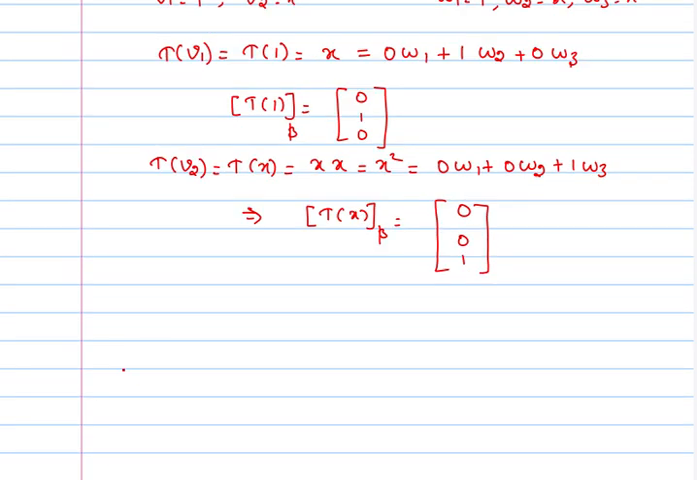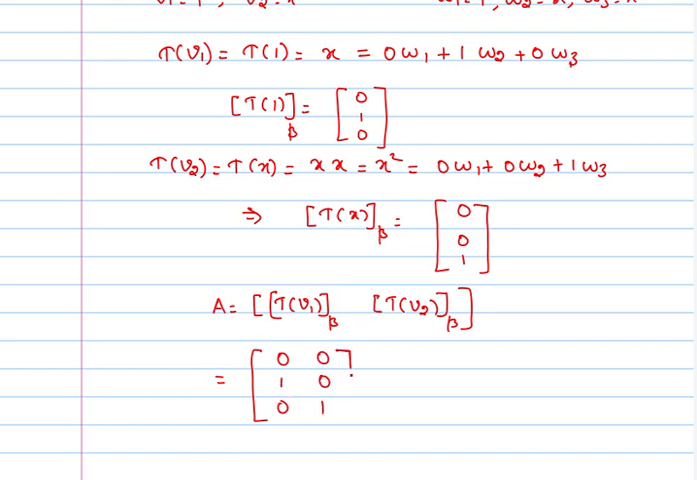So for the linear transformation, how can I write A? A equals the coordinate vector of T(V1) and the coordinate vector of T(V2) with respect to beta, column-wise, correct? So this implies the matrix is 0, 1, 0 in the first column and 0, 0, 1 in the second. This is the matrix A, and this is our required matrix. You can understand this example somewhat.